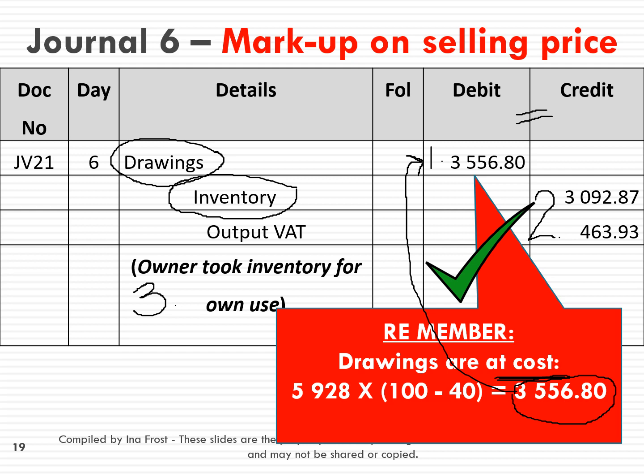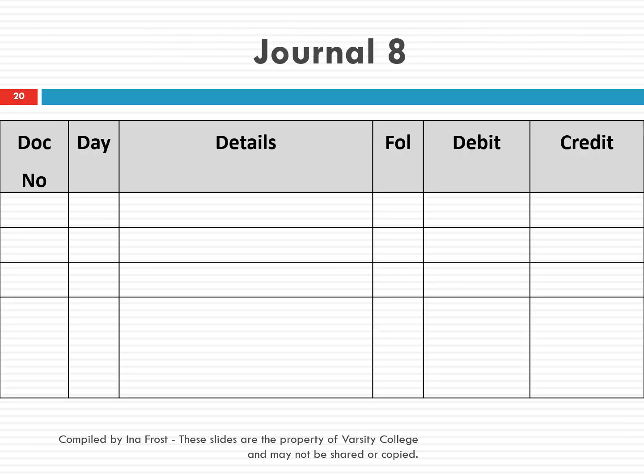Before we conclude this video, let's just practice one more entry to make sure that you can make these entries. So the last one that we're going to practice is your journal number 8. Try and see if you can do this one also on your own. Again, this is a drawings entry, and this time around the owner is taking stationery out of the business and not inventory. So again, pause the recording here and have a look if you are able to do this general journal entry, and then start the recording again.